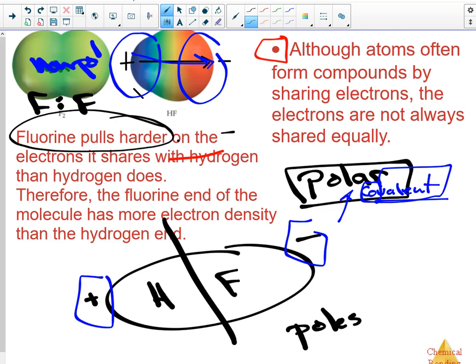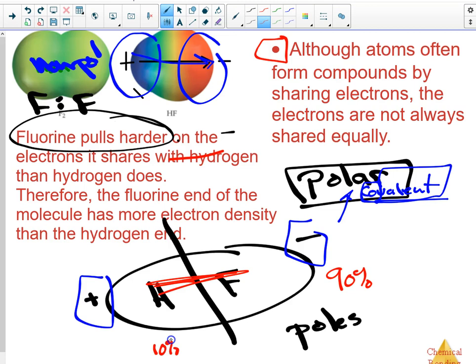Yeah, it's constantly spinning, and it's moving everywhere. But most of the time, it will be around the nucleus of the F, more than it would the H. So this certainly will flip which side is which, but it's like 90% this is the negative side, and 10% that's the negative side. So it's definitely not equal.